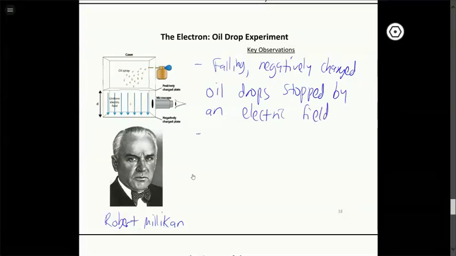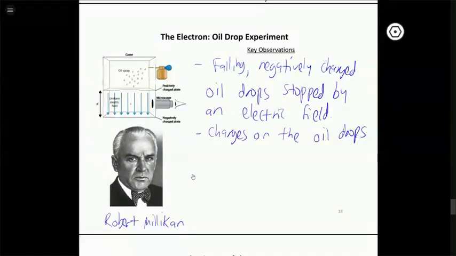And what he found was that the charges always occur in regular whole number intervals. So he was able to measure the charge of the oil drops based on how strong the electric field was that was needed to stop them from falling, basically. And he found that these charges, not all the drops had the same charge, but again, they were related to each other by regular whole number ratios.